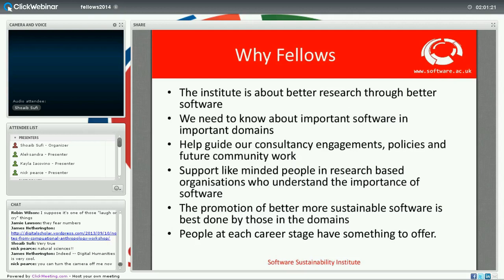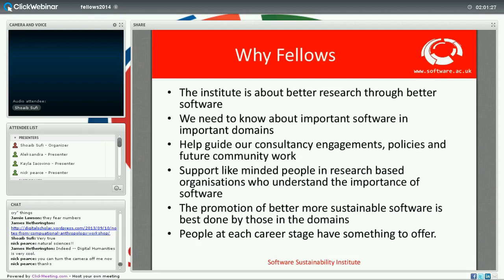So, why is the Institute interested in fellows? Well, I think the fact that you've seen the influence and the effect that the fellows have had, not only for themselves but also for us, is evidence in itself. But just to reiterate, the Institute's all about better research through better software. So we believe that better research is possible through better software.